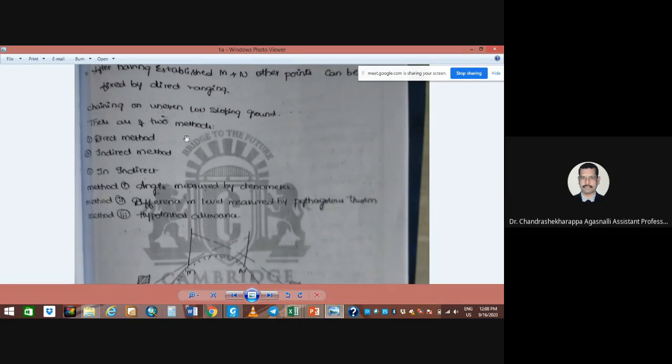There are two methods: direct and indirect. In the direct method, the angle is measured by a clinometer. The second method is the difference in level measured by a leveling instrument, using the Pythagoras theorem. The third one is the hypotenuse allowance, which is done with trigonometry. That's a very simple one.